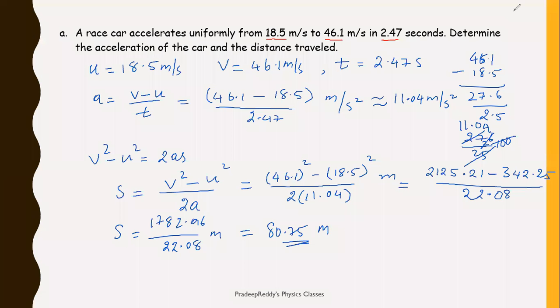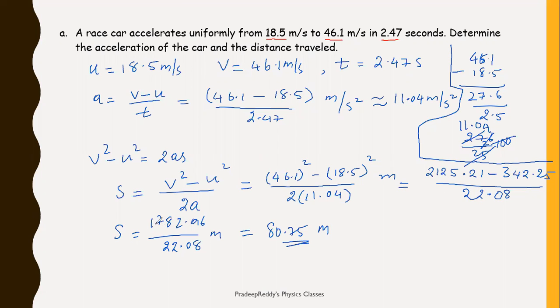Students, if you calculate acceleration, nearly this value is 11.04 meter per second square. After getting acceleration, you should substitute it in the below equation, S is equal to V square minus U square by 2A. V is 46.1 whole square minus U is 18.5 whole square divided by 2 into A. If you square this, 46.1 whole square is 2125.21 minus 18.5 whole square is 342.25, divided by 2 into 11.04, which is 22.08.